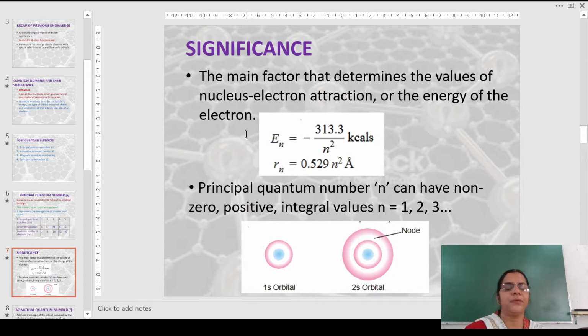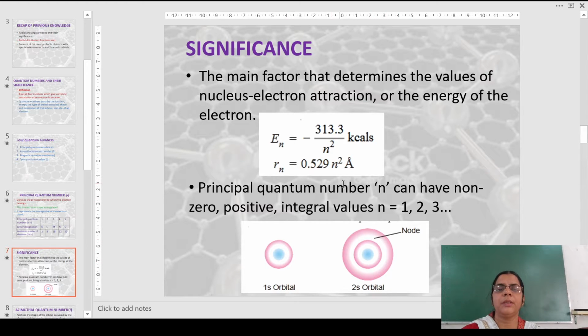What is the significance of this particular quantum number? It is the main factor that determines the value of the nucleus-electron attraction. The electrostatic force of attraction between the nucleus and the electron can be determined by this, and it also gives the energy of the particular electron, that is, En equals minus 313.3 divided by n squared, where n is the principal quantum number. It also tells us the distance at which the electron can be found.